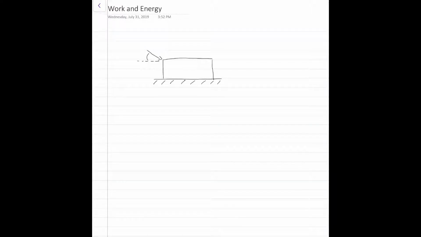So we'll go ahead and draw the problem out. It's a couple of forces acting on a crate. We want to see what distance the crate travels, given some certain criteria, which we'll go over.